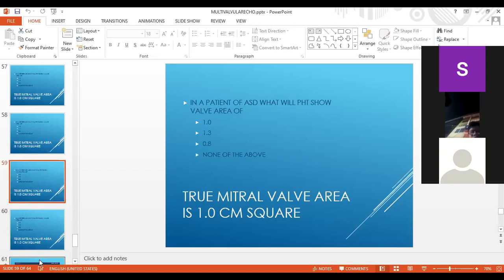Question remains the same. True mitral valve area is 1 and the patient has atrial septal defect. What will the pressure half time assessment of valve area be? 1, 1.3, 0.8, or none of the above? So I'll sort it out before shooting it out to everybody else.